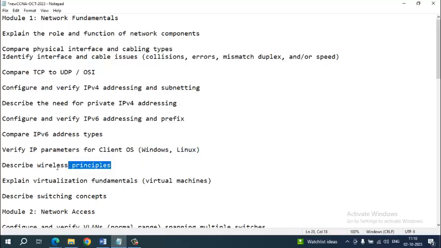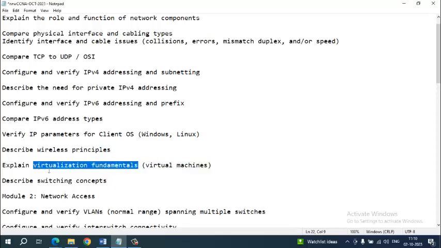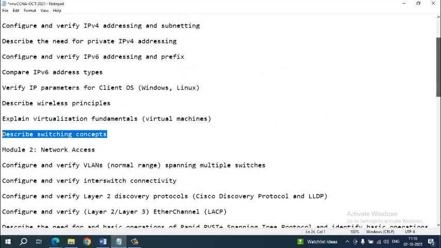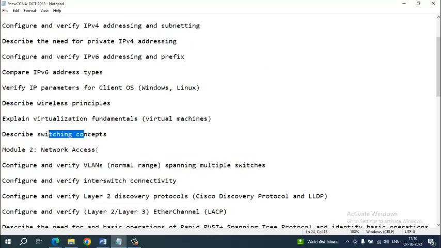And then wireless principles. There's a separate track called wireless in Cisco, but here we are going to learn an introduction to wireless. And then introduction to virtualization. We also have a separate track for virtualization, but here I'll explain the virtualization fundamentals for you. Then we'll also get into switching concepts. Again, those things will be elaborated in the coming module. In the next module, the switching concepts are elaborated.